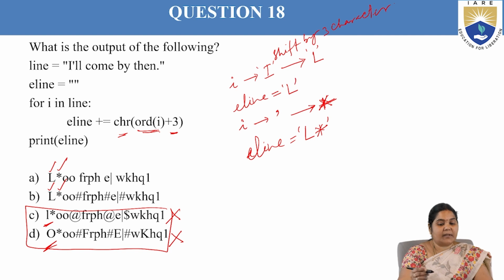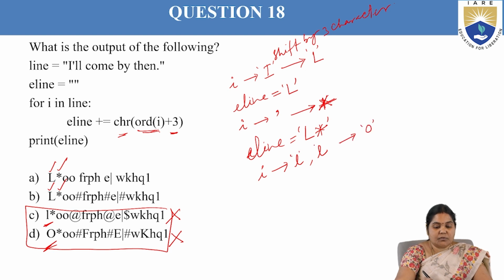Now, next time I becomes L. First time L, second time also L. L shifted by three characters: M, N, O. So it is shifted and it becomes O. So 2 times L is there, so 2 times O you will get. That is added to E line. So it becomes L star O.